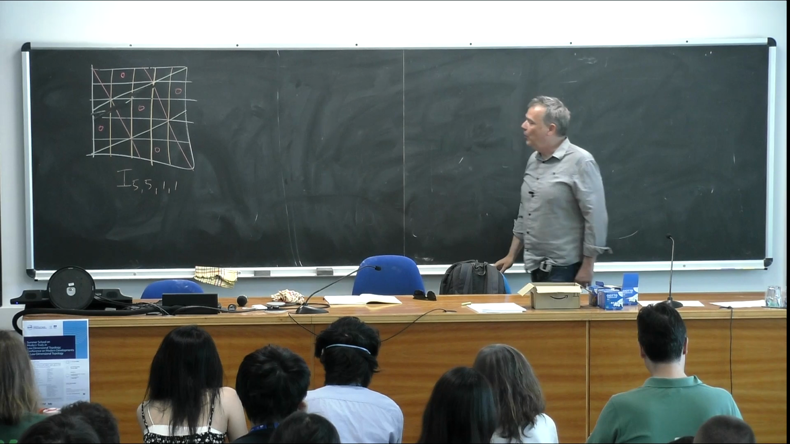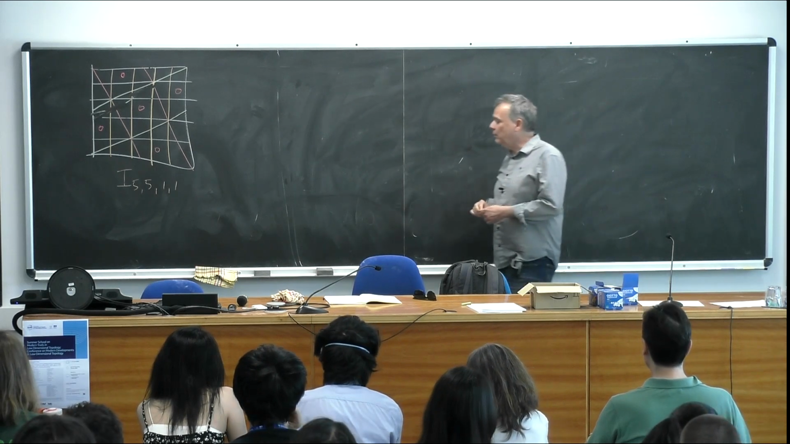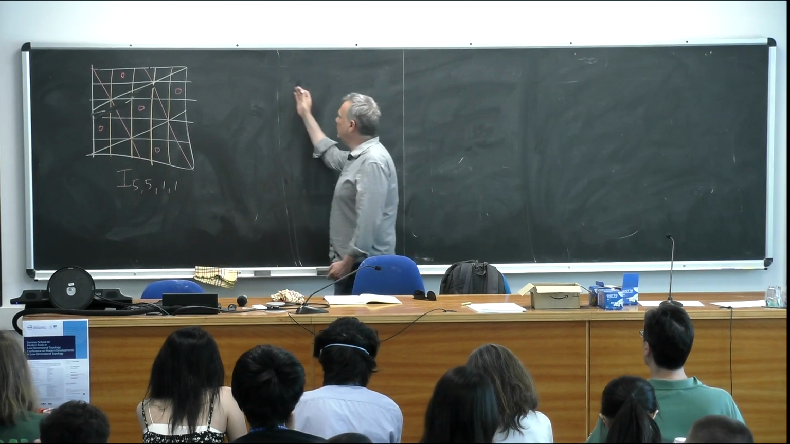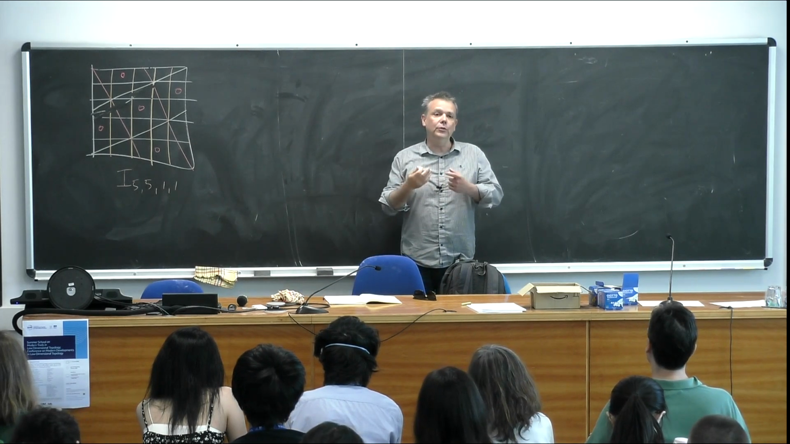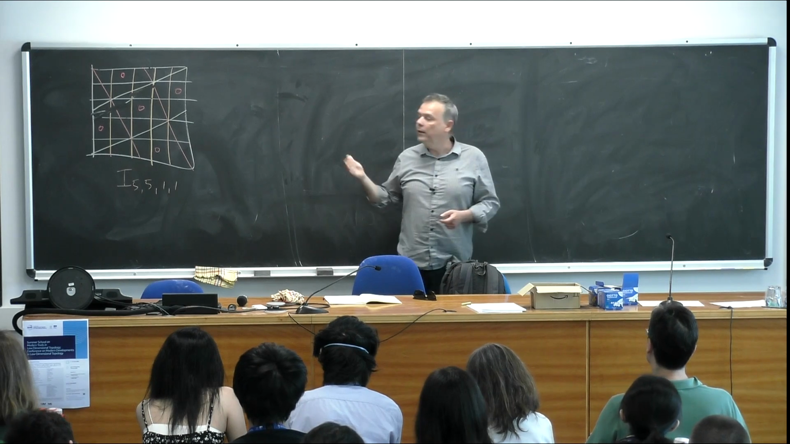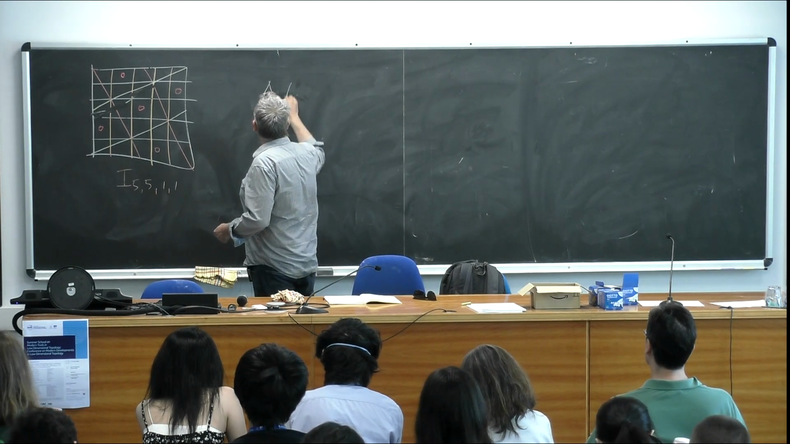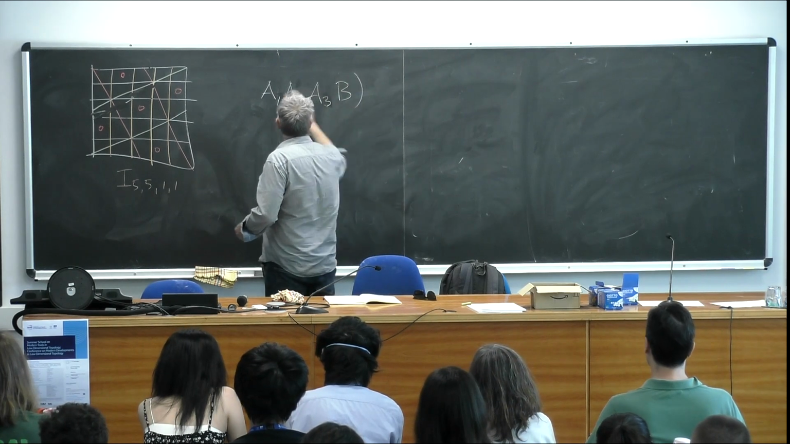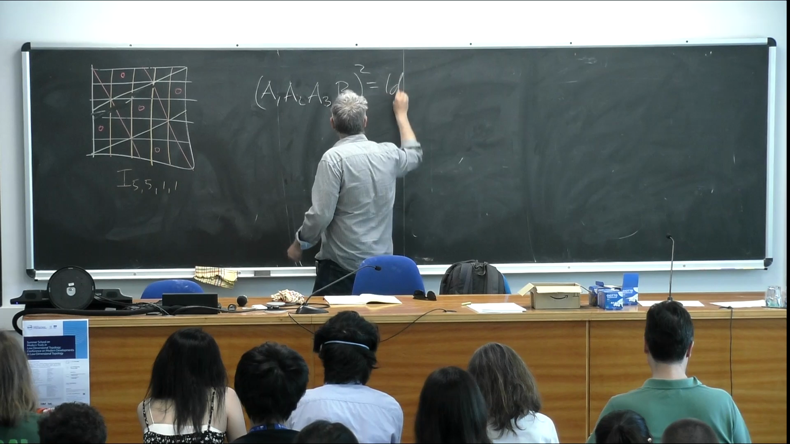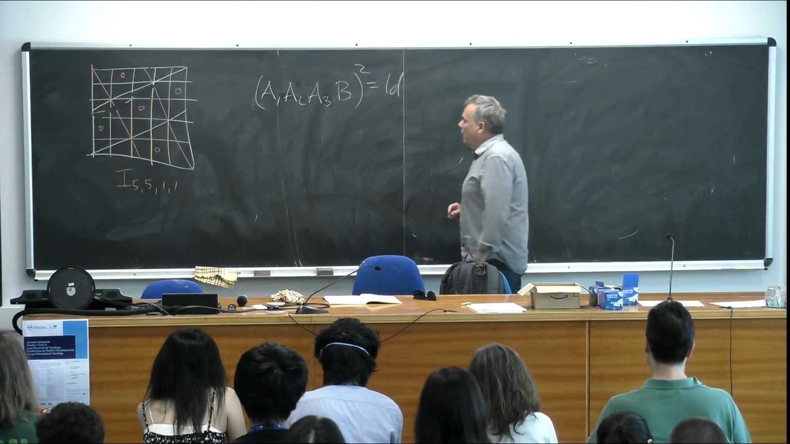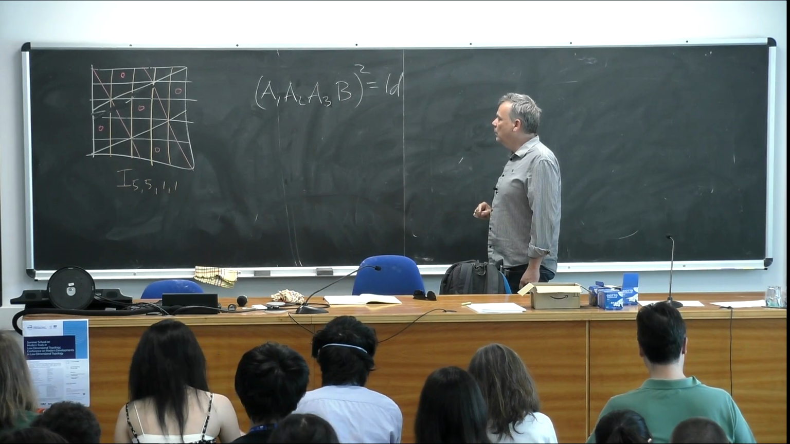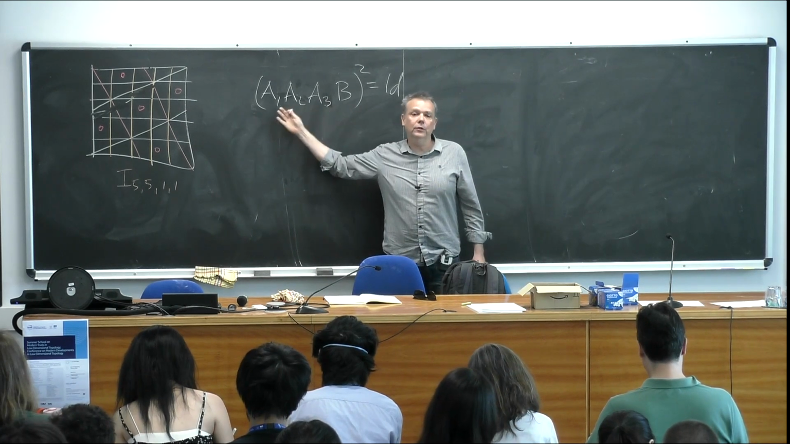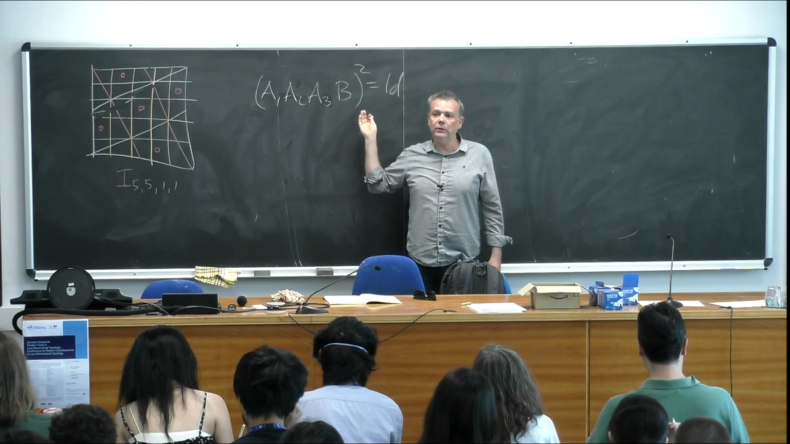Okay, moving on. Genus 2. So last time we looked at a particular genus 2 identity. So this is always going to be a factorization of the identity. And we looked at this A1, A2, A3, B squared is the identity.